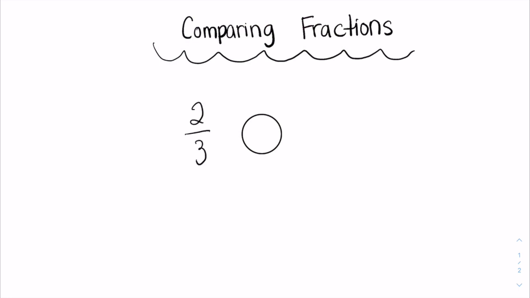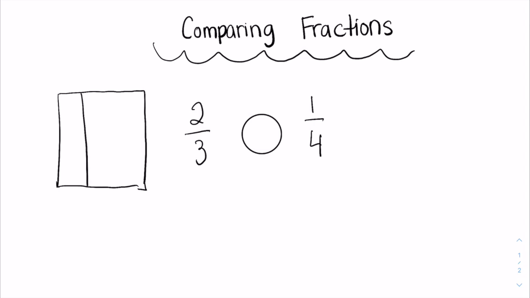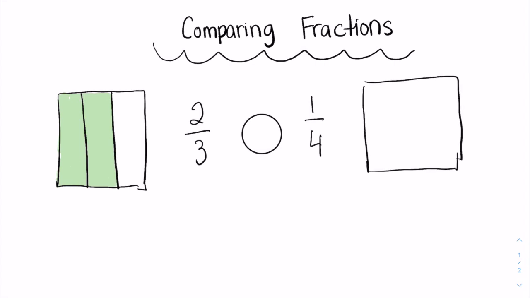If you wanted to try drawing this out, we're going to start off by drawing our square, 2 lines to represent the 3 pieces, and we're going to shade in 2 pieces. Same thing with 1/4, you're going to draw your square, and this time you're going to draw 3 lines to have 4 pieces and shade in just 1 piece.